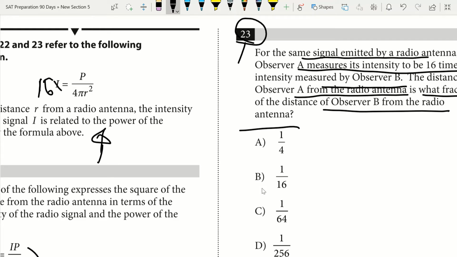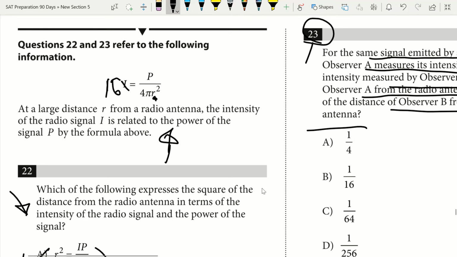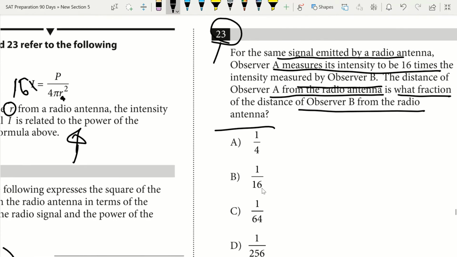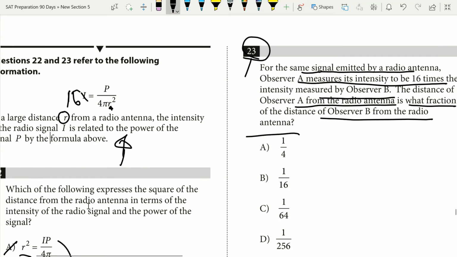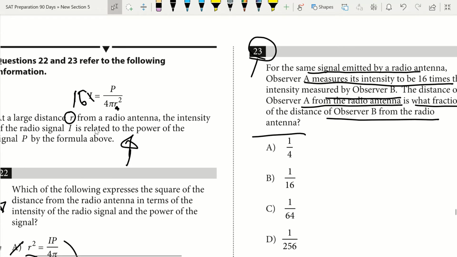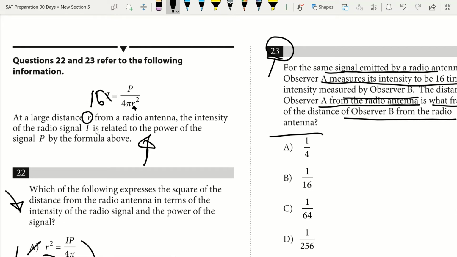Observer A observes it being 16 times that, then we're looking for this change in difference, or this change in, it says distance r, right? So that change in distance, what is that going to be between them? How much further is, or what fraction of the distance of observer B is observer A? So how are we going to get 16? Well, in this case, we know that they're going to have the same P, which is the power of the signal, and they're going to have that same 4 pi. So those are all constants. Since they're constants for both people, we can just call them 1. So we can get rid of those.